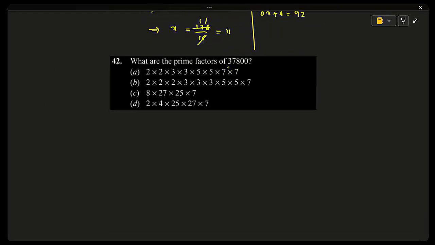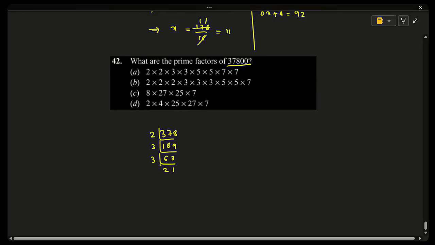42. Find the prime factors of this number, that is 37,800. Just find for 378. 2 zeros you can keep apart. Why? Because 2 zeros are nothing but 100. So every zero will come from a pair of 2 and 5. 2, 5, 2, 5, you can keep it aside. Just find 378's prime factorization. It's divisible by 2. 2 ones are 2, 2 eights are 16, 2 nines are 18. Now this is divisible by 3. 3 sixes are 18, 3 threes are 9, 3 twos are 6, 3 ones are 3, 3 sevens are 21. And 2 zeros we left.